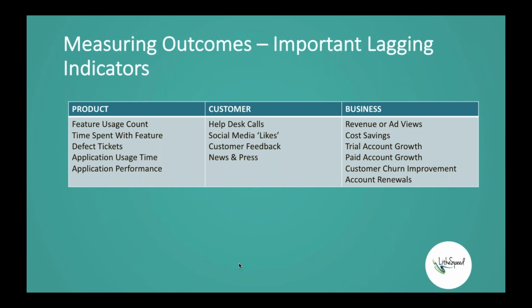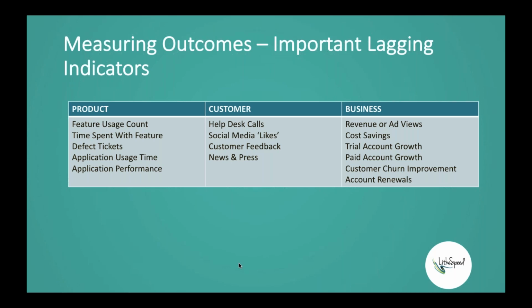And then I can look at customer outcomes as well. Am I getting a lot of help desk calls and tickets? Maybe people are saying things about us in social media, likes or dislikes. We're getting customer feedback from the phone or email or word on the street. Maybe there's news and press, et cetera. And all of these things are super important in terms of our marketing and our brand perception and all those sorts of things. And so measuring that customer satisfaction and happiness is critical.